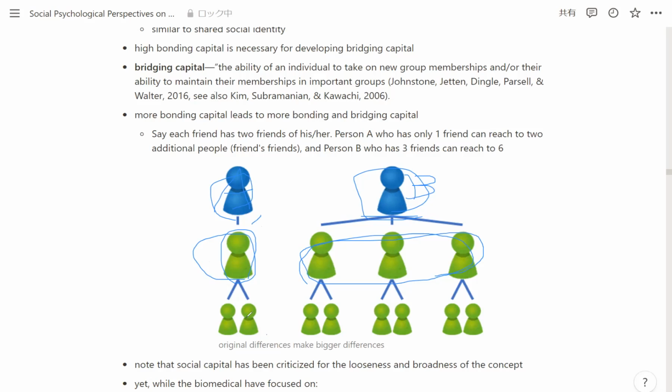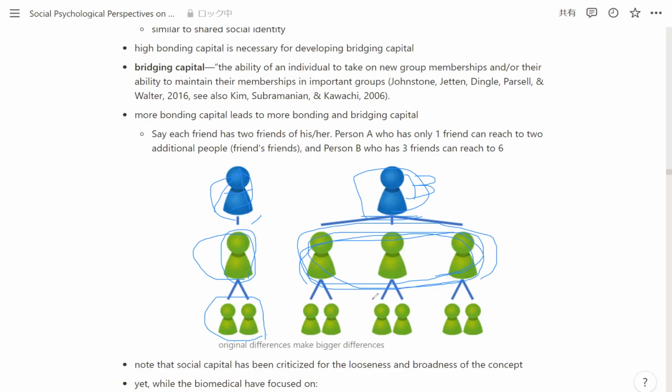expand his or her bonding capital to 2 persons only. So you could say that person A's bridging capital is limited. In contrast, person B can maintain their bond with 3 people. So this means that person B's bridging capital is much bigger than person A's.